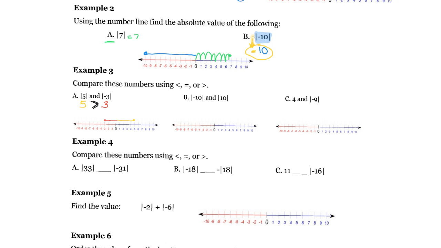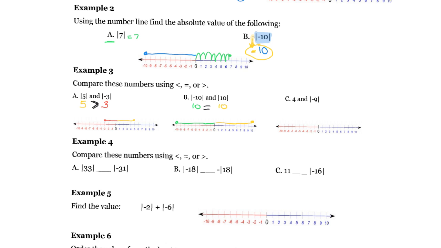Okay? All right, so these are negative 10 and 10. So negative 10, the absolute value is 10. 10 is 10 away from 0. So we're comparing 10 and 10. So in this case, those numbers are equal. They're equal.